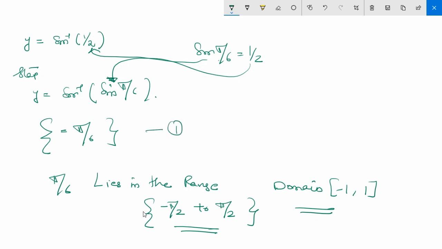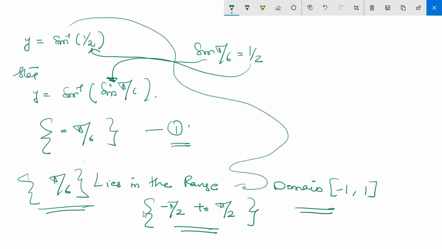So that's the first point. So that's how you are finding out the inverse, and the inverse should exist in this domain.